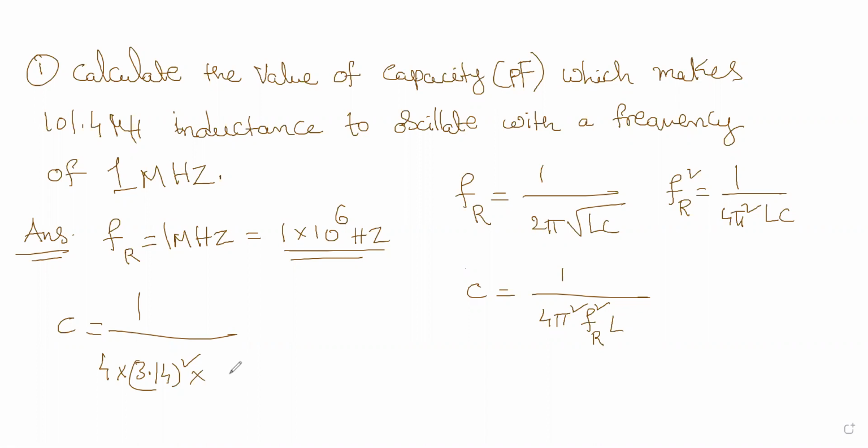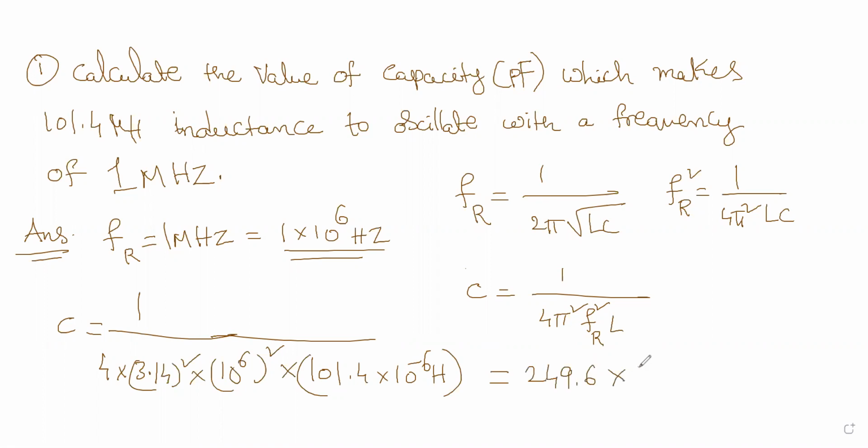F square is how much they have given? F is 10 power 6, whole square, into L, which is 101.4 microhenry, into 10 to the power of minus 6 Henry. Okay, these are the values you need to plug in. So you get the capacitance of about 249.6 into 10 to the power of minus 12 farads. This is the answer.